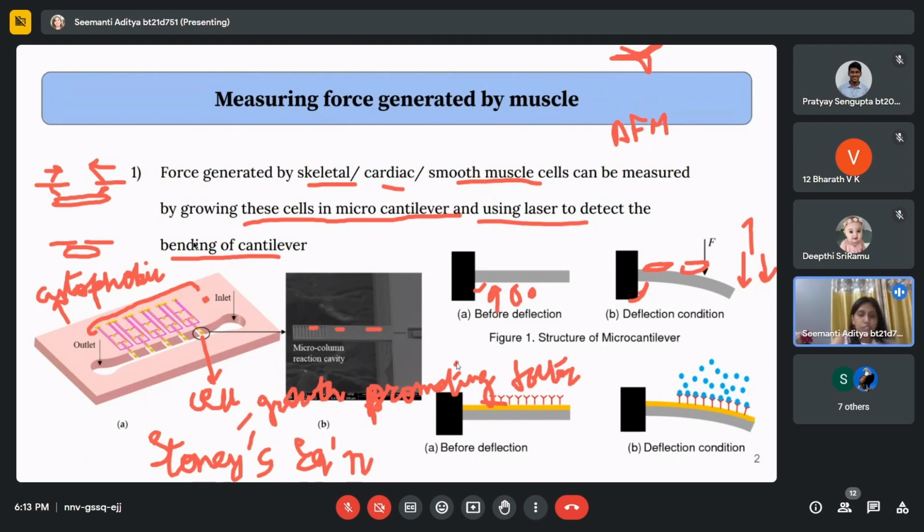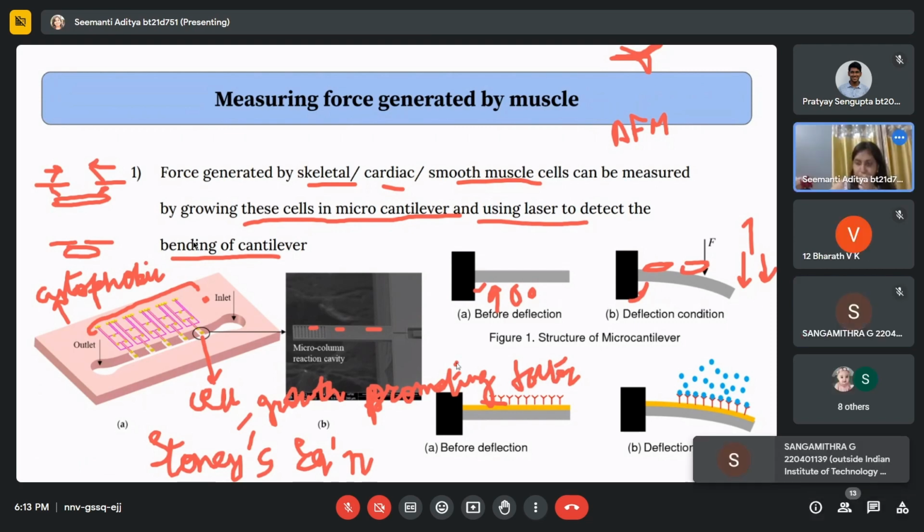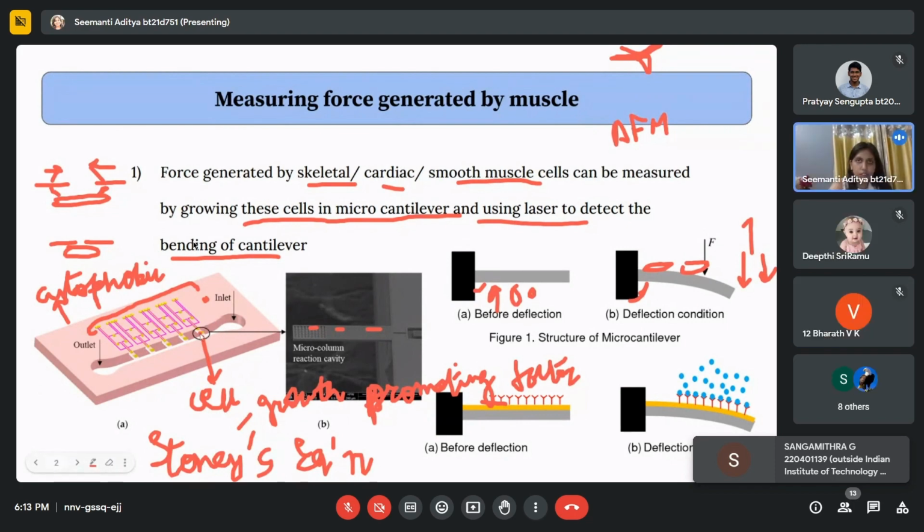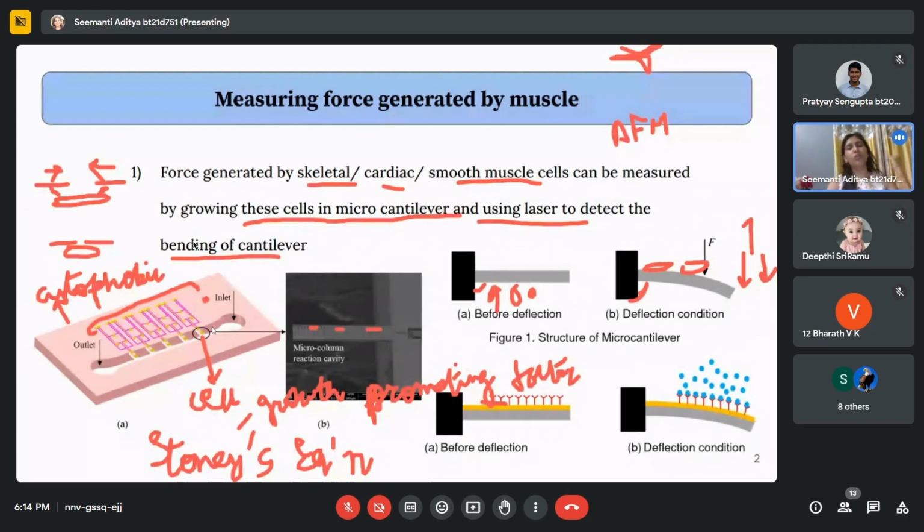The cell growth promoting factor is going to allow the cells to grow only on the surface and will not allow the cells to grow on the other surfaces. Once we have done that, we need to grow the cells in a particular medium which is going to allow the growth of these particular muscle cells. That medium can be standardized and optimized based on which muscles we are working with and what phenotypes we want to study.